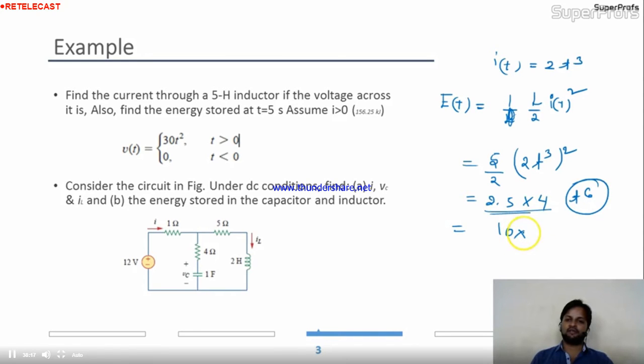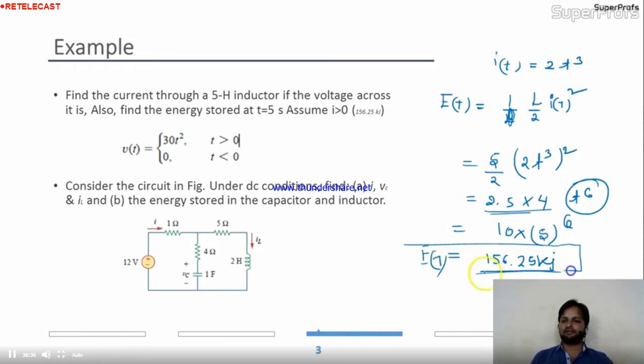What is t? 5 seconds. And the power is 6. So when you calculate this, you will get 156.25 kilojoules. This is nothing but my energy. I hope this is clear to you. When you calculate this, it will be 156,250. Okay? So this is all about this.